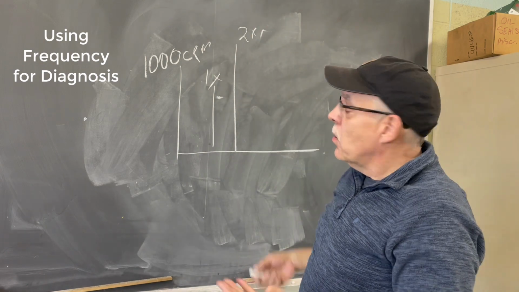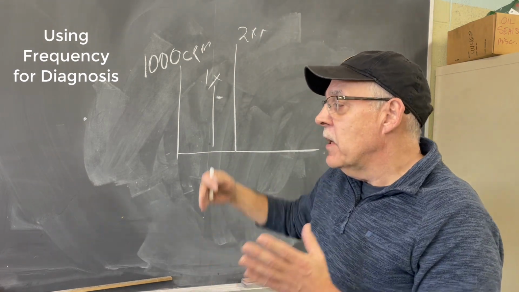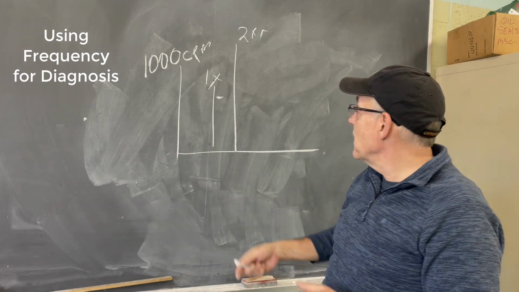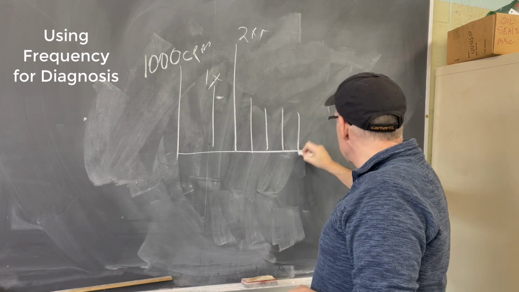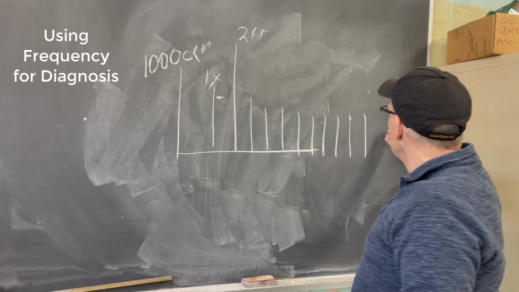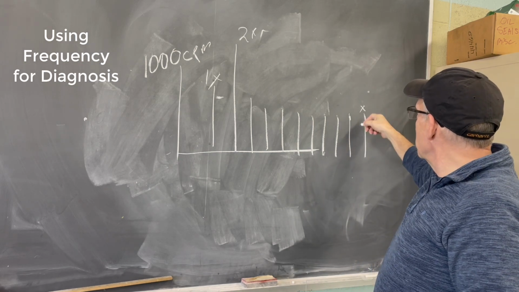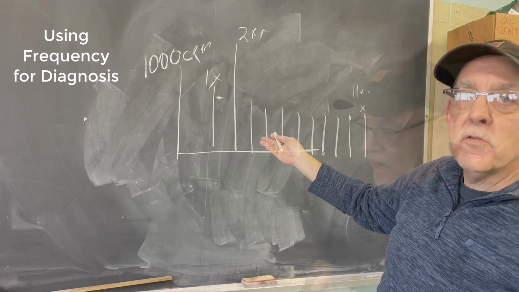So that's how, when I think about something that's loose, looseness happens at 5 to 10 times multiples of running speed. So if I see 3, 4, 5, 6, 7, 8, 9, 10, 11, see 11 times, check this one, it's 11 times running speed. I hope you can see that. Then I know it's looseness.